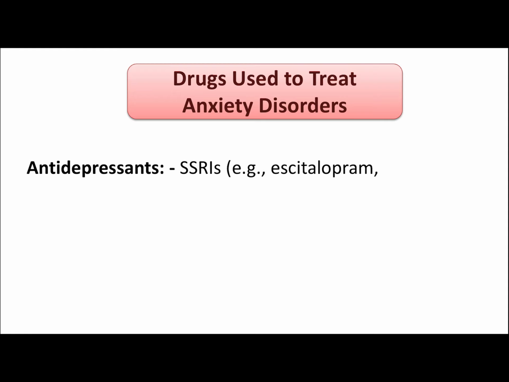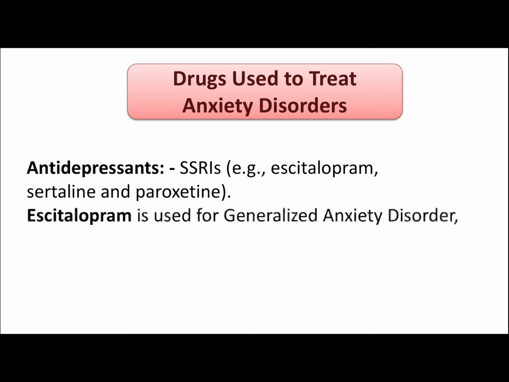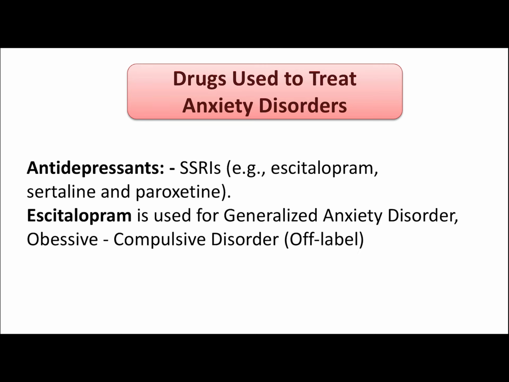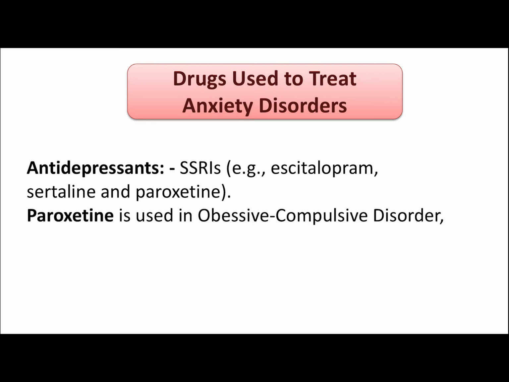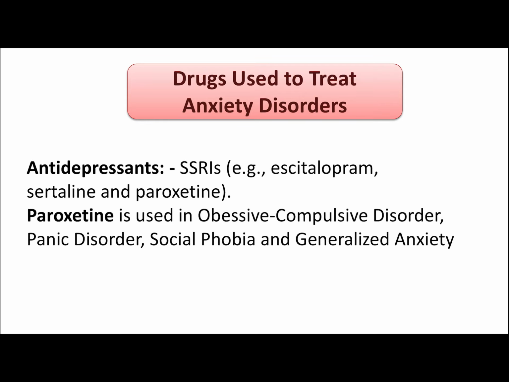Antidepressants can be used for anxiety disorders. In antidepressants, it can be SSRIs, selective serotonin reuptake inhibitors. In SSRIs, there can be escitalopram, sertraline, paroxetine. Here, escitalopram is used for generalized anxiety disorder and obsessive compulsive disorder, which is off-label use. Another antidepressant SSRI is sertraline, used for panic disorder and social anxiety disorder. And another antidepressant is paroxetine, used in obsessive compulsive disorder, panic disorder, social phobia and generalized anxiety disorder.